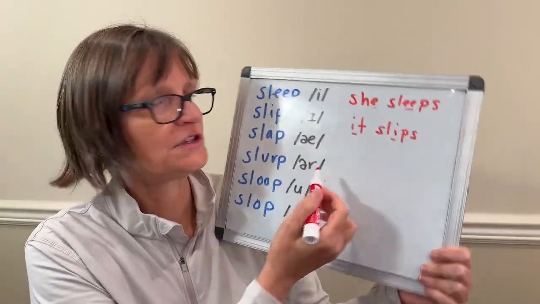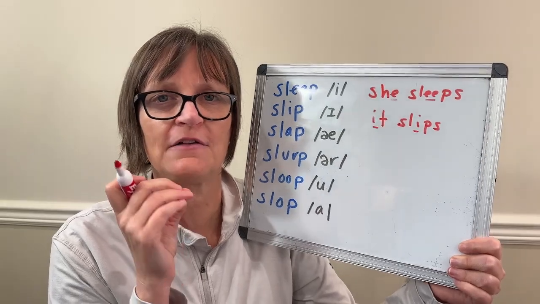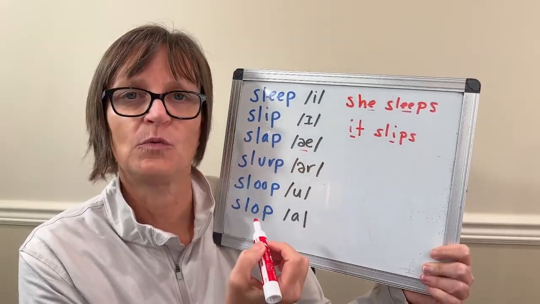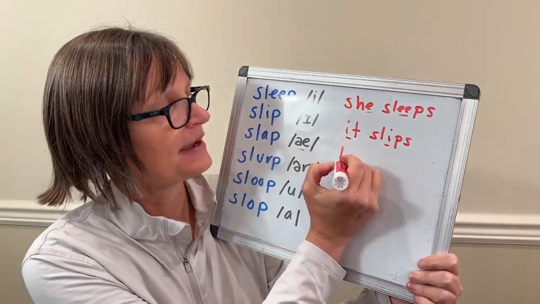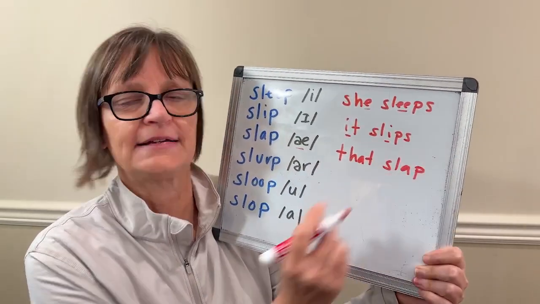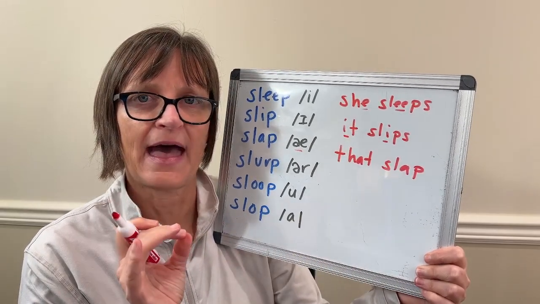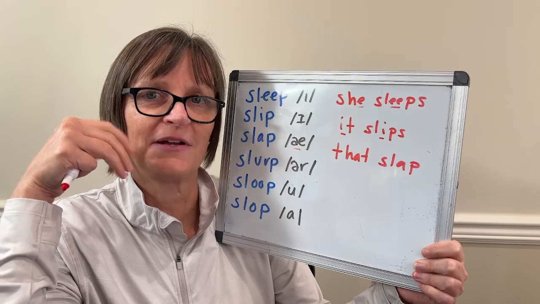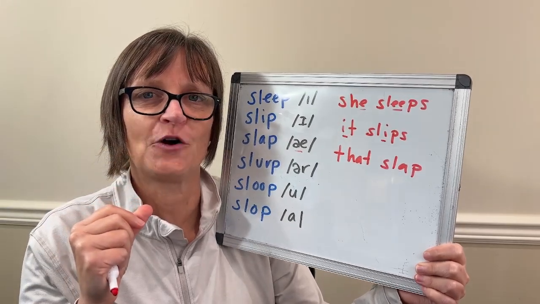Then when we move to the most open front lax vowel, the A vowel, like in black cat, that's what we have in the word slap. So you might pair that with a word like that, slap, keeping the same A sound. When I'm saying slap, the front of my tongue is down and the back of my tongue is lifted and my jaw is fairly open.